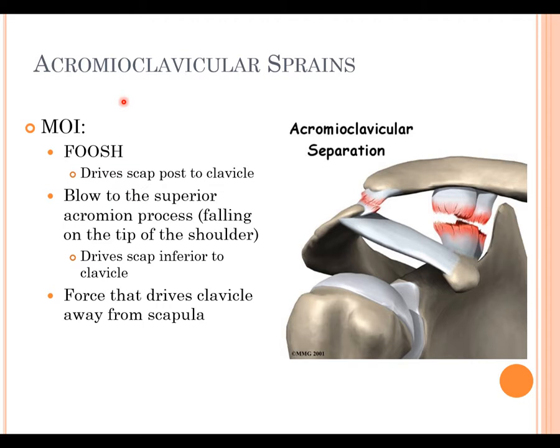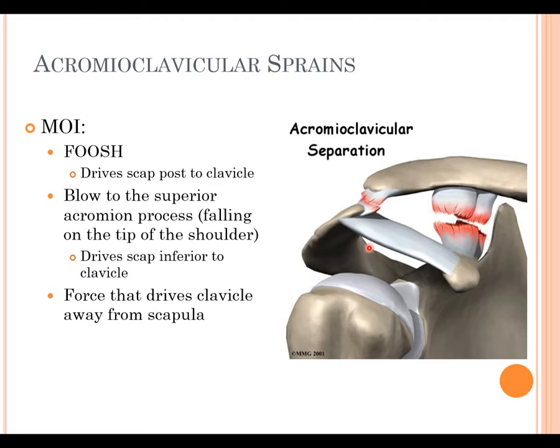When it comes to the mechanism for the AC sprain, similar to the SC sprain, it's that Fuchs mechanism, falling on an outstretched hand or outstretched elbow, but more specifically, falling on the point of your shoulder. Whatever happens is going to end up driving the scapula posterior to the clavicle. So we have the scapula come up, and specifically the part we're talking about here is the acromion process. The scapula comes around to the acromion, then we have the clavicle sitting on top of it, and that's where your AC joint is.